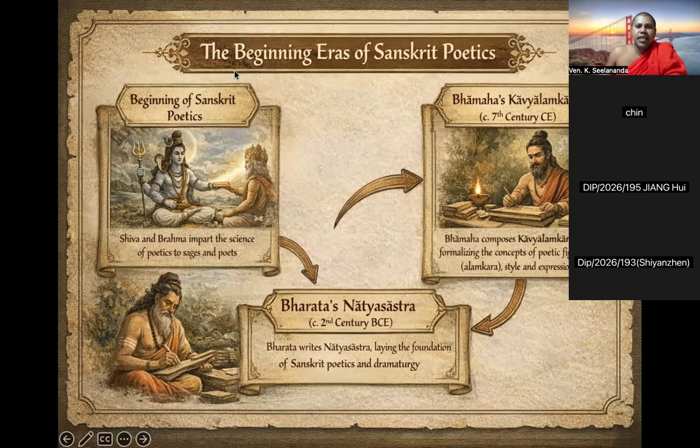The next period starts from Bhamaha. Bhamaha's Kavyalankara, 7th century Christian era. Bhamaha composed Kavyalankara, and he is the first person who described or explained Kavya and Alankara, or ornaments. Bharata's Natya Shastra's main purpose is not to describe Alankaras. However, Bhamaha's main purpose is to describe Alankara.